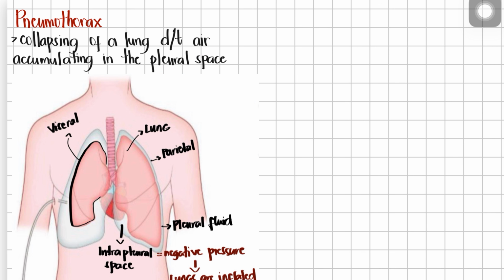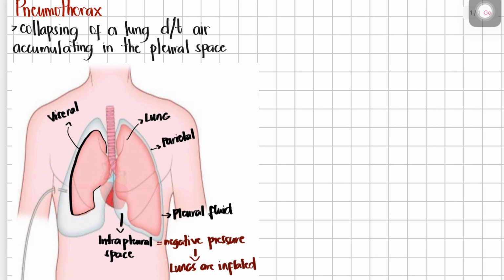Okay, for us to understand the definition of pneumothorax, let us discuss the brief anatomy of the lung. We have here the right and left lung. The one that is attached to our chest wall is called the parietal pleura, and the one that is attached to our lungs is called the visceral pleura. Between the visceral and parietal pleura, merong space dyan. Ang tawag dyan sa space is the intrapleural space, and that contains a pleural fluid. A serous pleural fluid that serves as a lubrication para hindi masakit when we inhale and exhale.